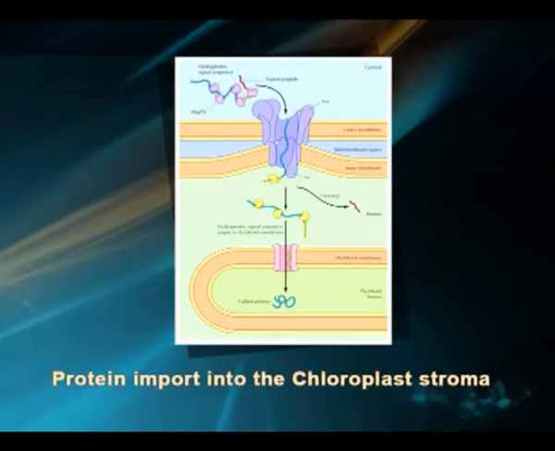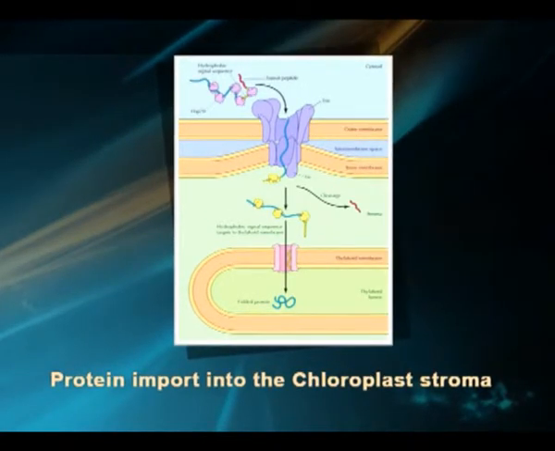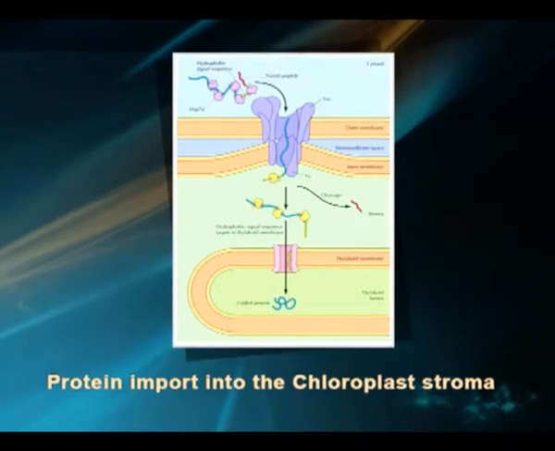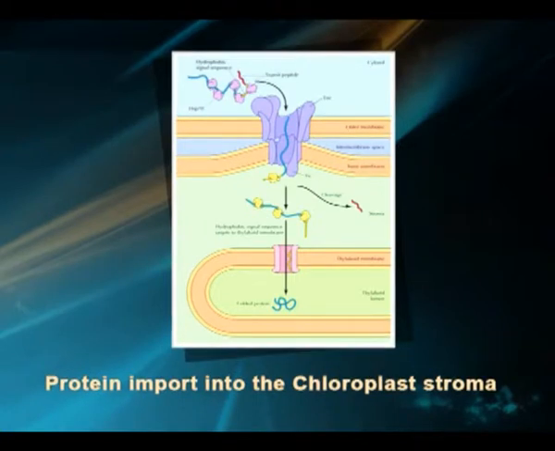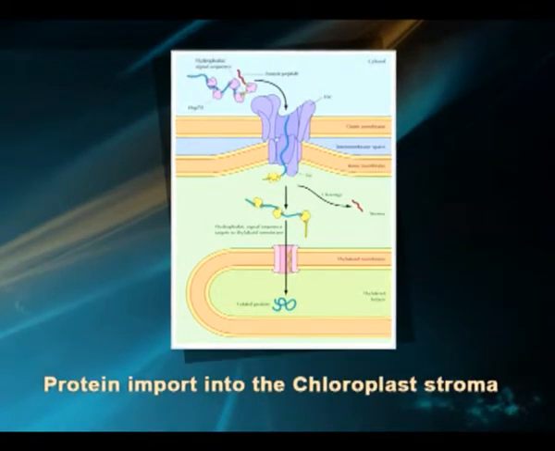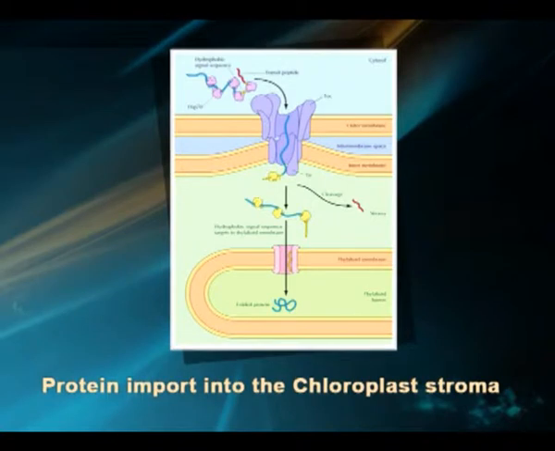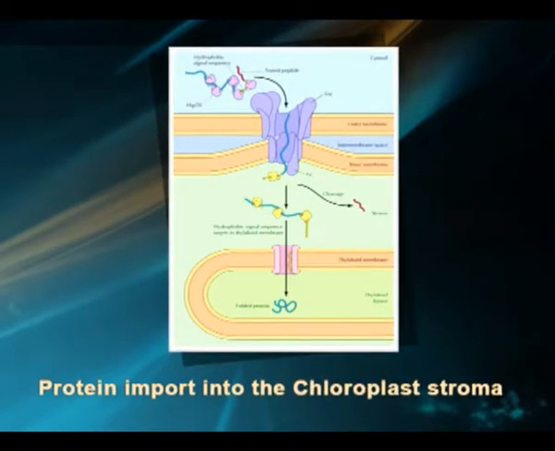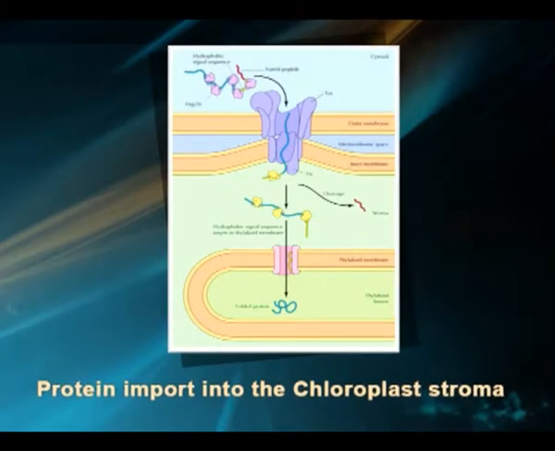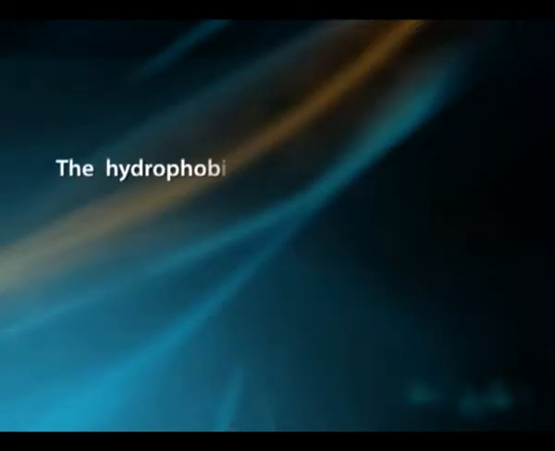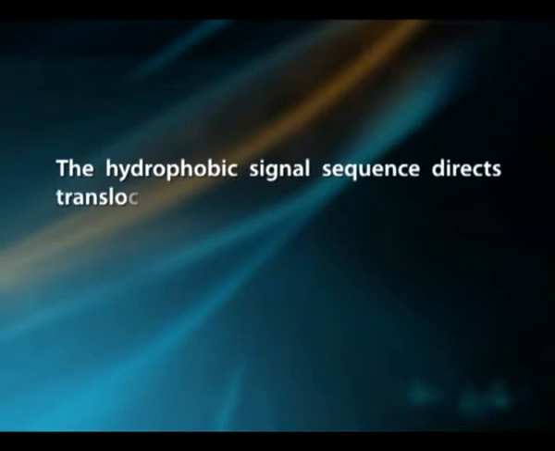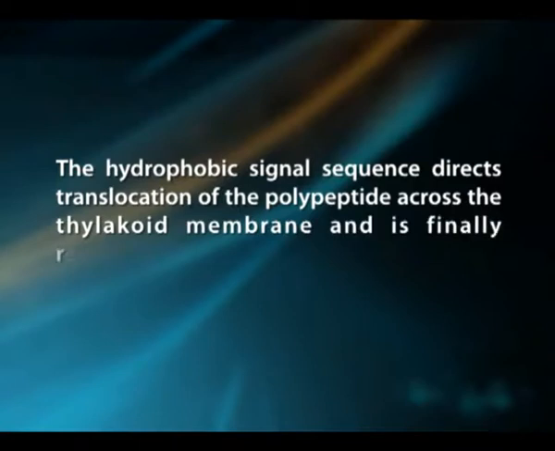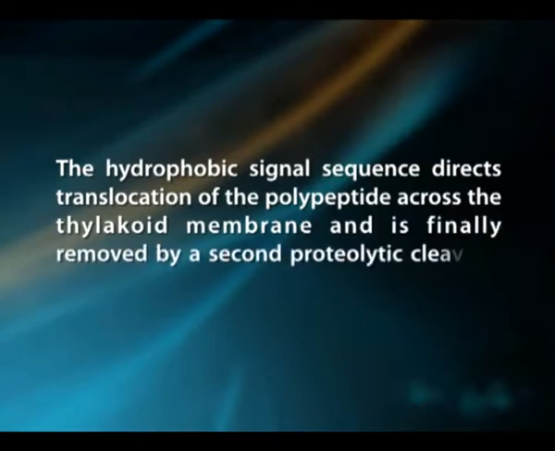Proteins incorporated into the thylakoid lumen are transported to their destination in 2 steps. They are first imported into the stroma as already described and are then targeted for translocation across the thylakoid membrane by a second hydrophobic signal sequence, which is exposed following cleavage of the transit peptide. The hydrophobic signal sequence directs translocation of the polypeptide across the thylakoid membrane and is finally removed by a second proteolytic cleavage within the lumen.